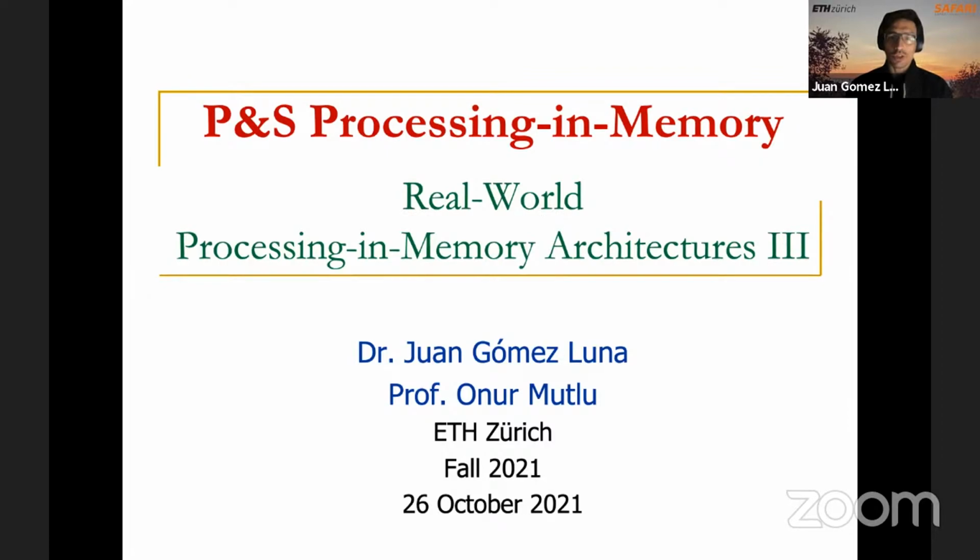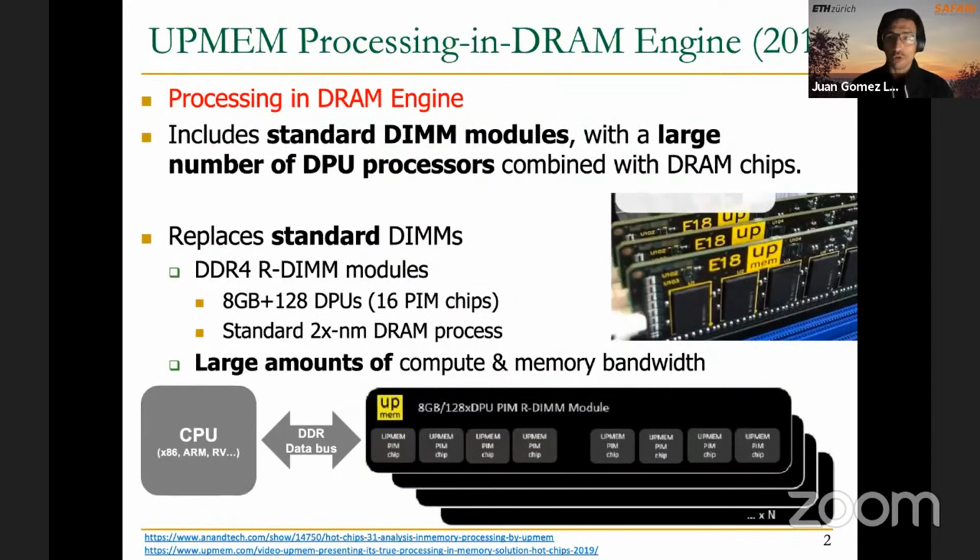Today, we are going to continue talking about real-world processing in memory architectures. In our previous two meetings, you may remember that we were talking quite in depth about the UPMEM PIM architecture. Recall that this is a DIMM-based PIM architecture based on DDR DIMMs, and inside each of the chips, there are memory subarrays, and there are processing elements, which are general purpose in-order cores called DRAM processing units, or DPUs.